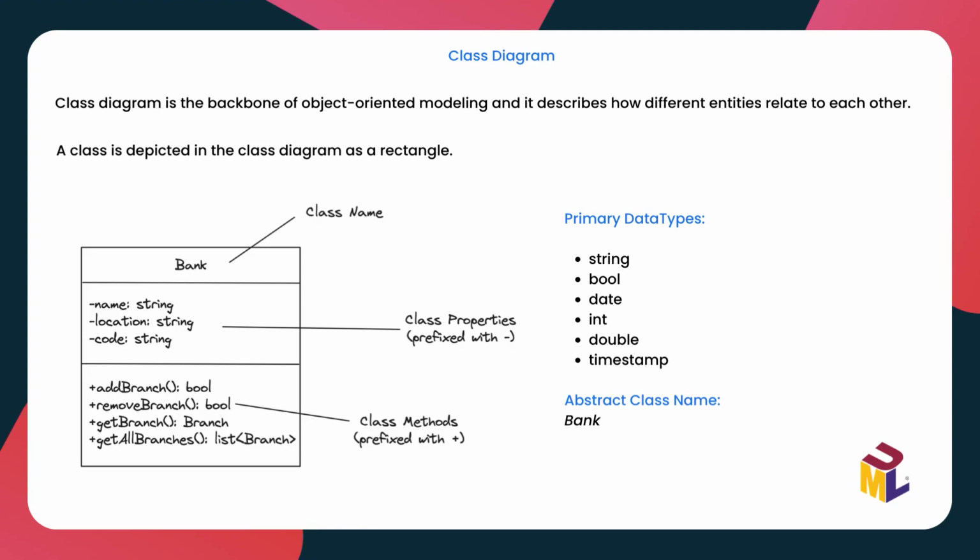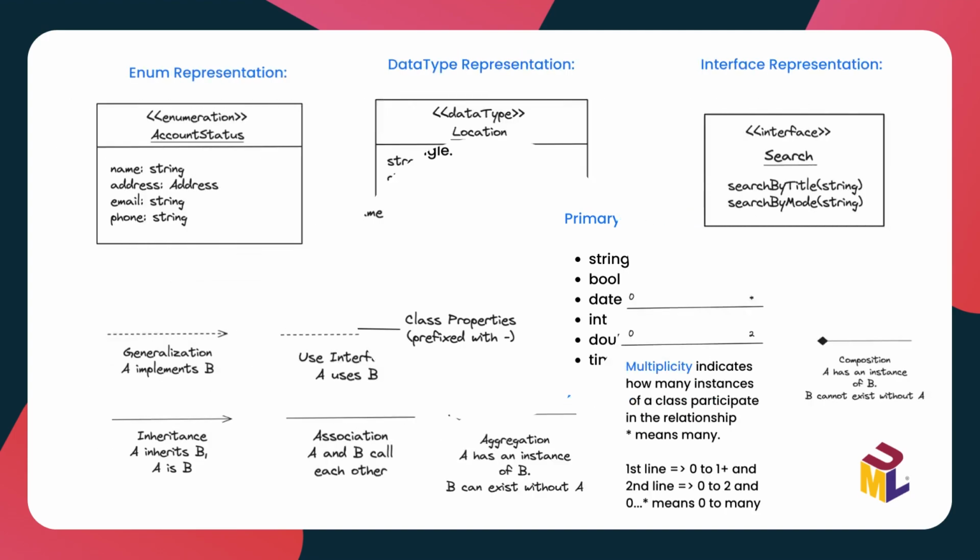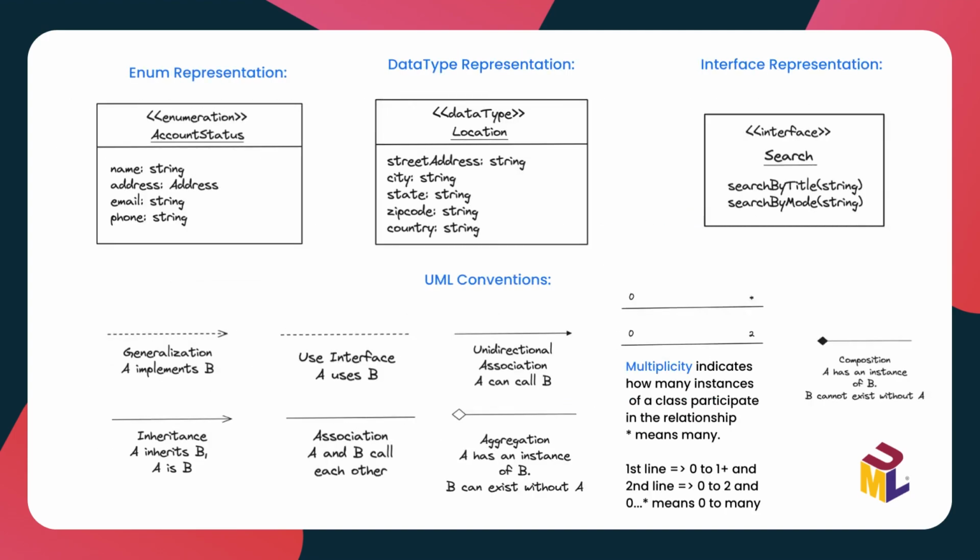String, bool, date, int, double, timestamp are the primary data types, and abstract class name is represented in italics. Here are the various conventions for plotting class diagrams like enum, data type, interface, generalization, class used interface, unidirectional association, inheritance, association, aggregation, and composition.